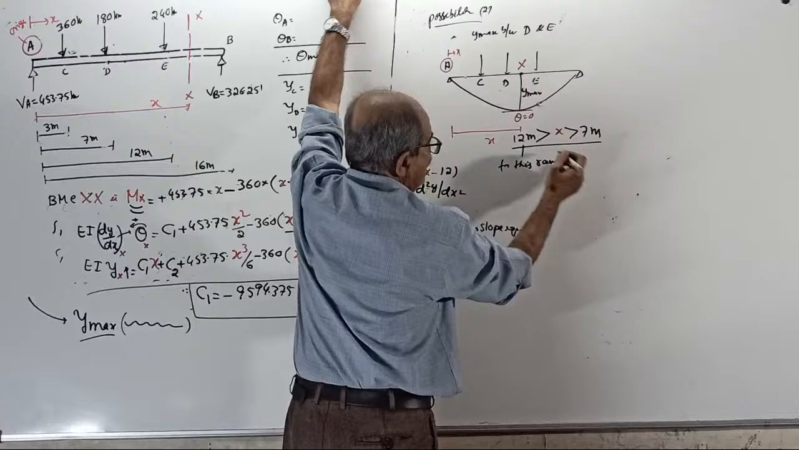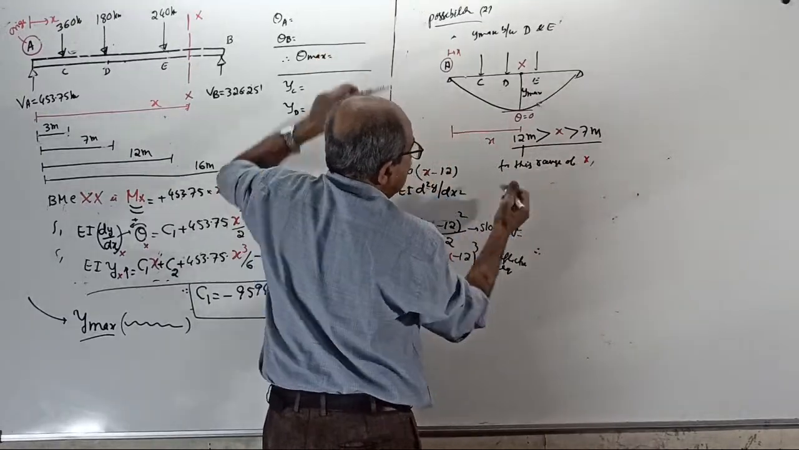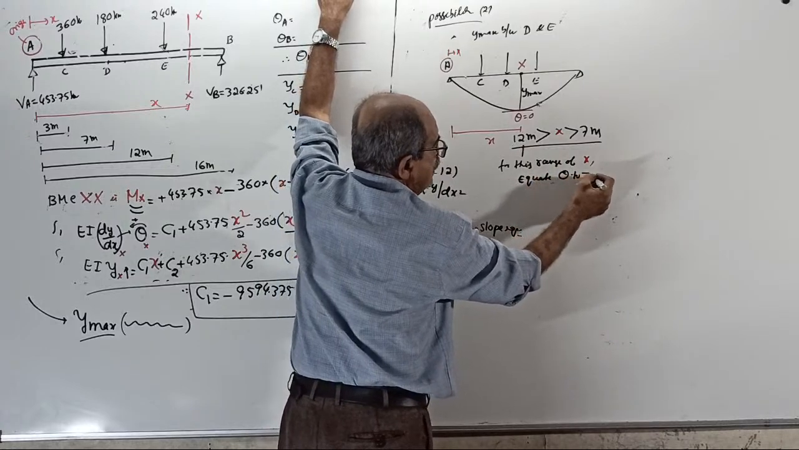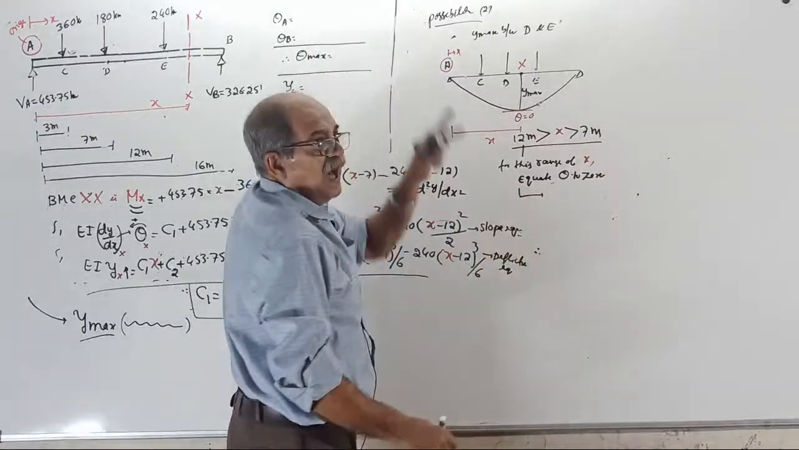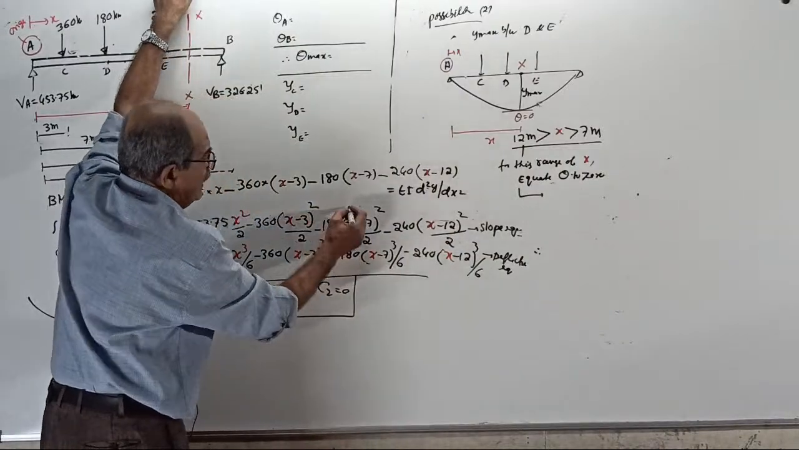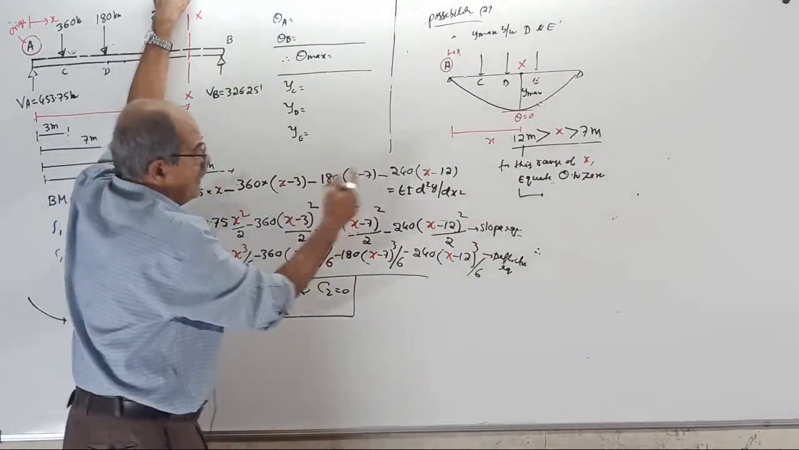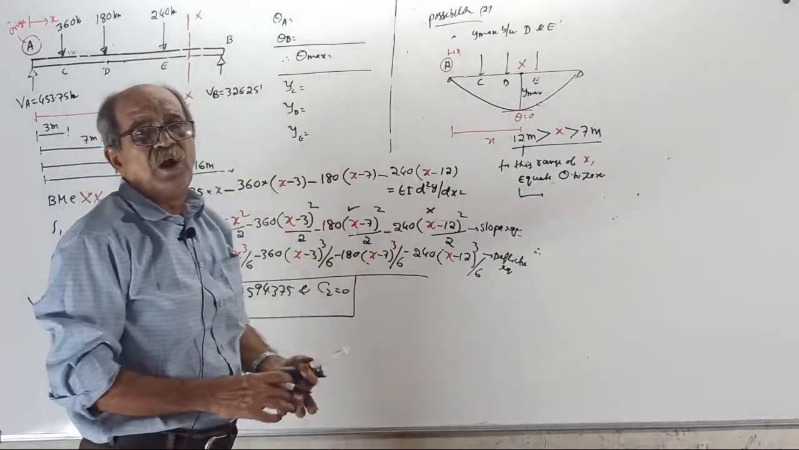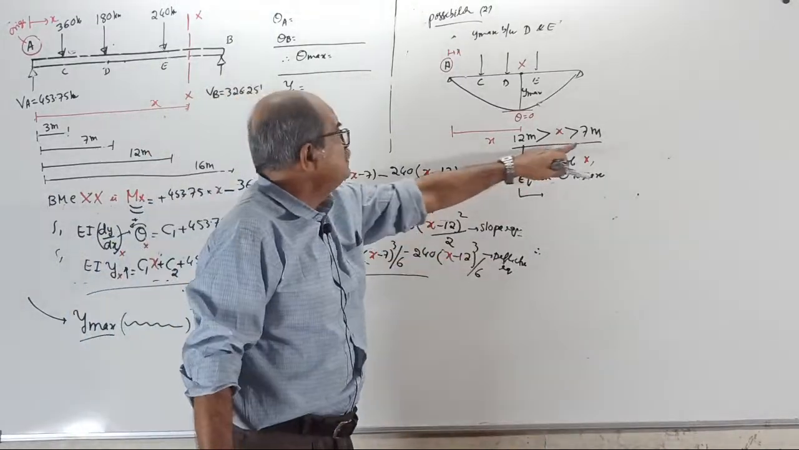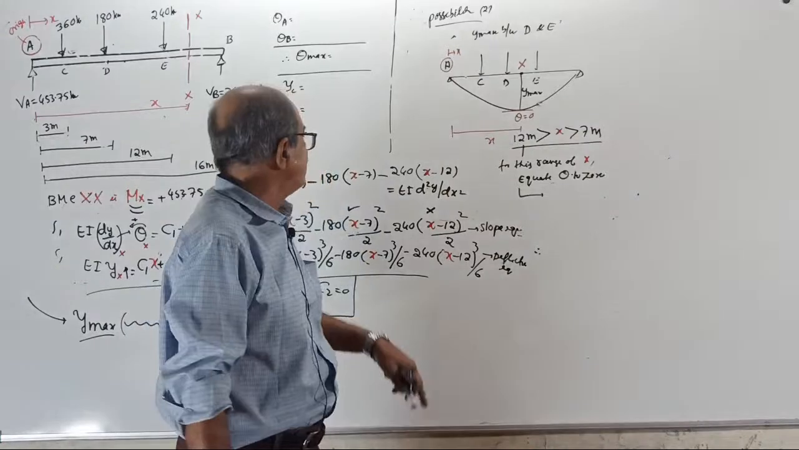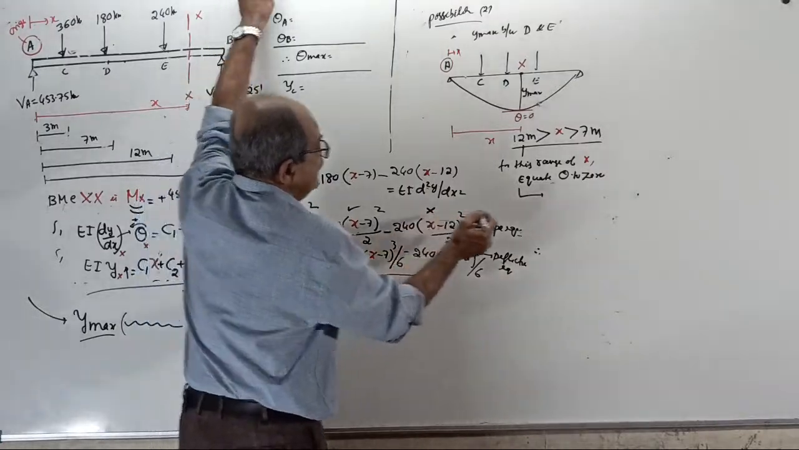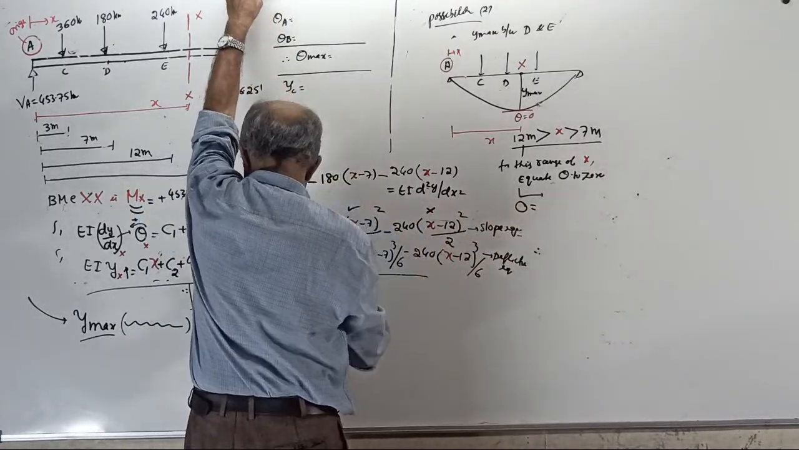Now for this range of x, equate theta to 0. But note, now x is more than 7, less than 12. Since x is more than 7, this term is there, but this term is not there. You write there if you want. When you use the slope equation, the term x minus 7, since your x is more than 7, will give positive, whereas x minus 12 will give negative. Therefore, stop here.